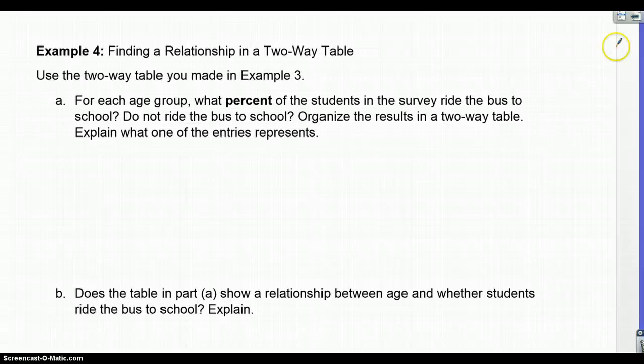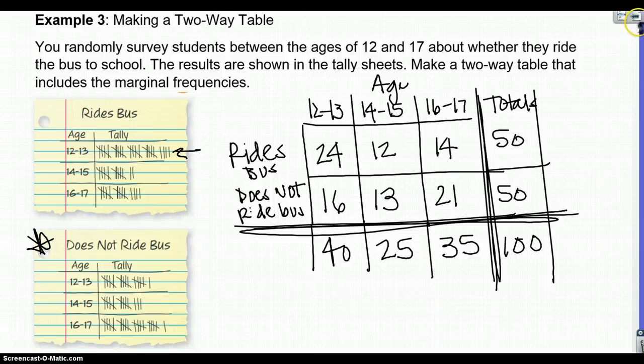Example 4. So we're going to use the table that we made in example 3 to answer these questions. So it says, for each age group, what percent of the students in the survey ride the bus to school or do not ride the bus to school. Organize the results in a two-way table. So this is for each age group.